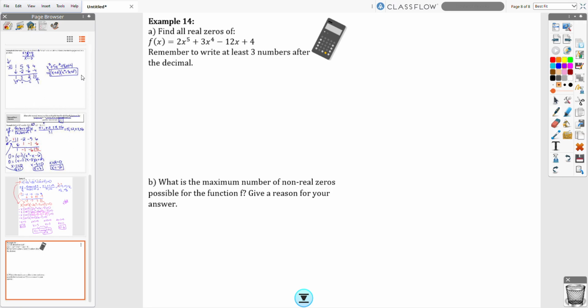This means that this little flashing cursor needs to be moved to the left of the 0 that you are trying to calculate. So I'm going to try to find this x-intercept right here, this very first one. And eyeballing it, it looks like it's negative 2 point something, okay? But remember, on the AP exam, you need at least 3 correct numbers after the decimal. So we can't just eyeball it, we have to calculate it exactly.